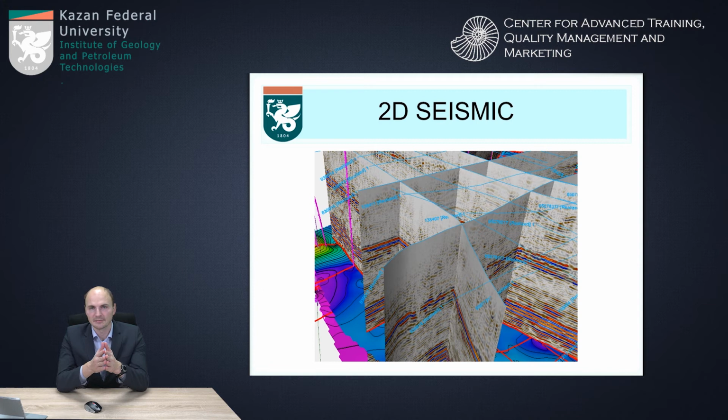2D seismic. In this case, we are using two different coordinates. The first is the number of piquet along the seismic profile, and the second one is time, which is going down here. And for each point, we get the value of seismic amplitude.